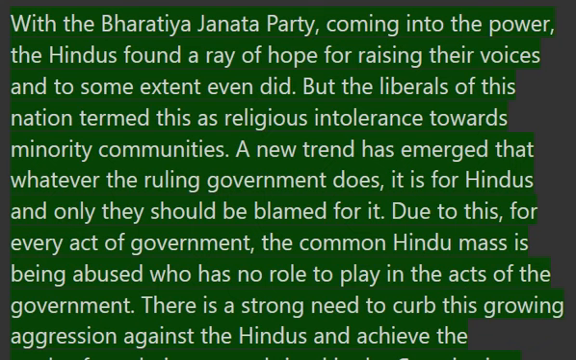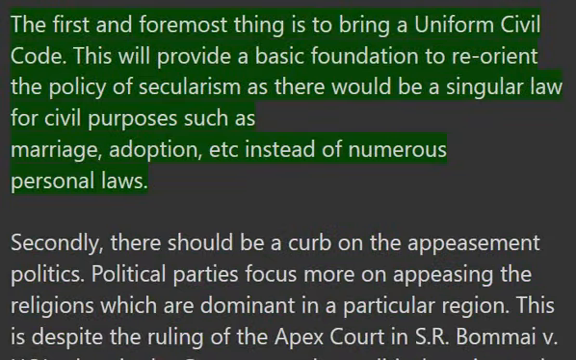There is a strong need to curb this growing aggression against the Hindus and achieve the goals of secularism as enshrined in the Constitution. The first and foremost thing is to bring a uniform civil code. This will provide a basic foundation to reorient the policy of secularism as there would be a singular law for civil purposes such as marriage, adoption, etc. instead of numerous personal laws.